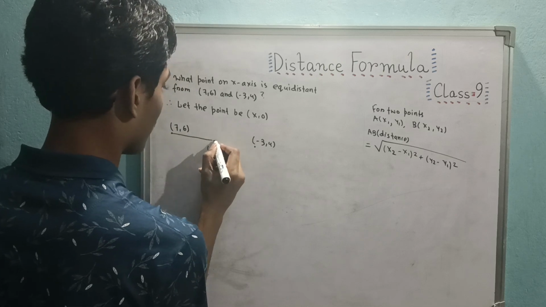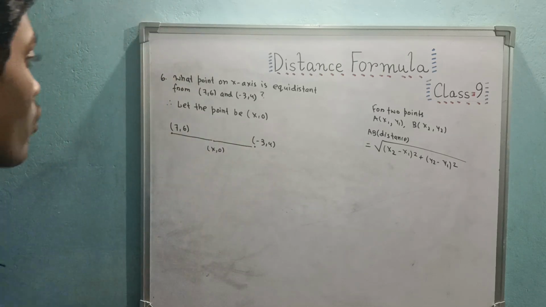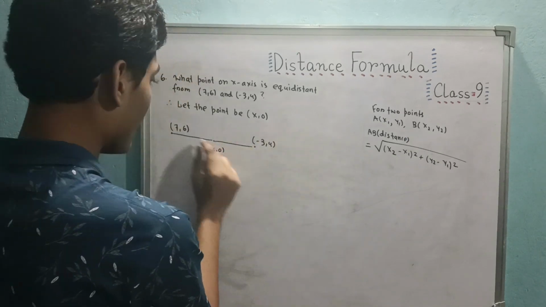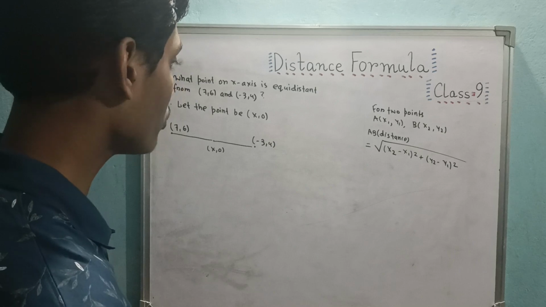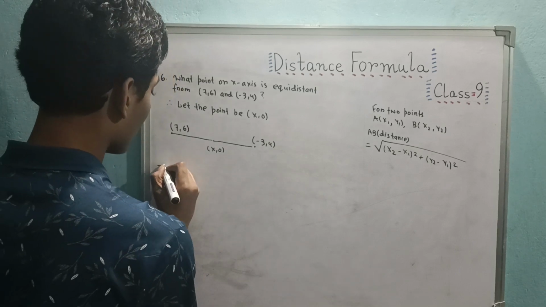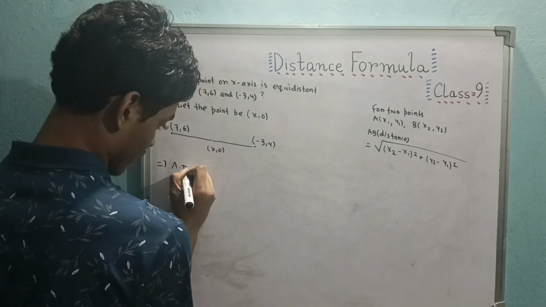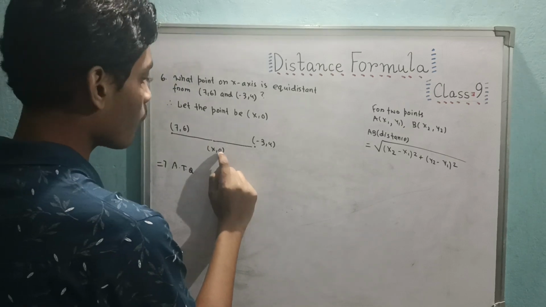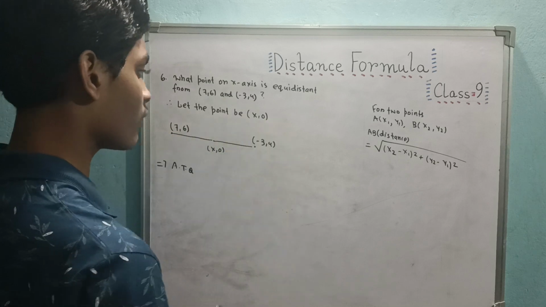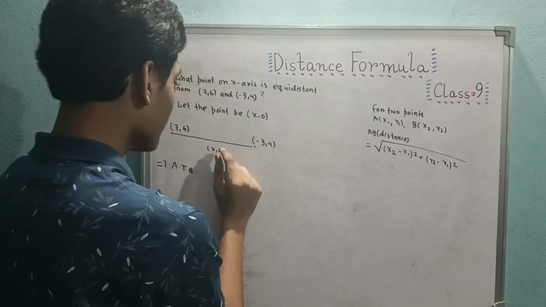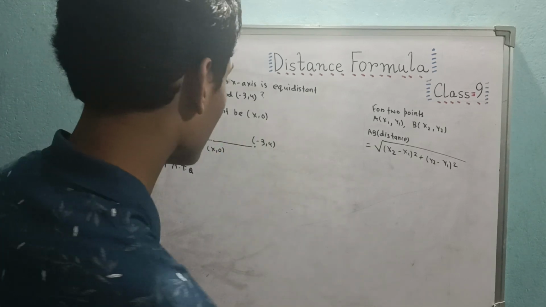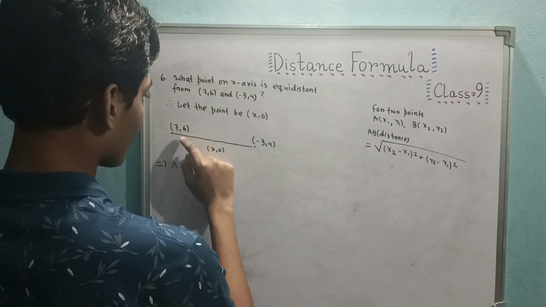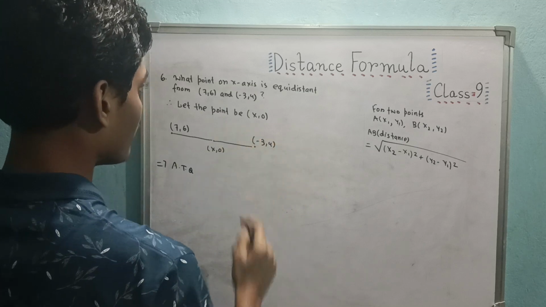Okay. This (x, 0) is equidistant from these points. This distance and this distance is the same. They're trying to tell that. According to the question, this point is equidistant from (7, 6) and (-3, 4). Means this distance and this distance will be the same. I repeated it again because I hope you can understand now. That means if we calculate this distance and this distance, that will be the same.